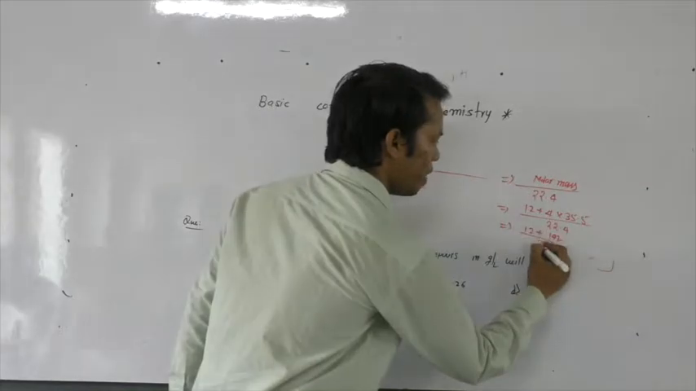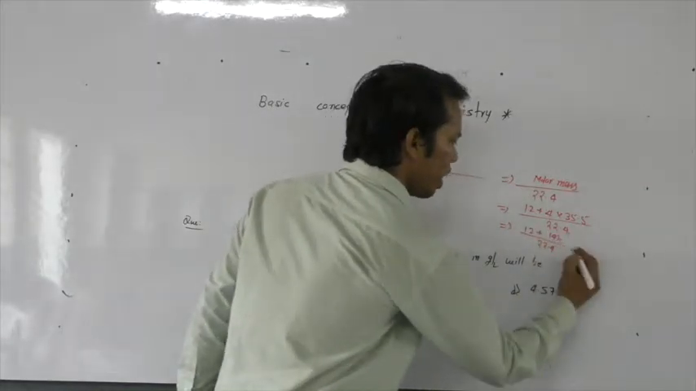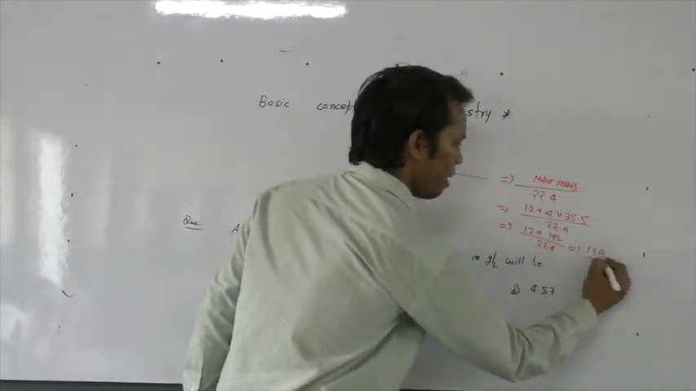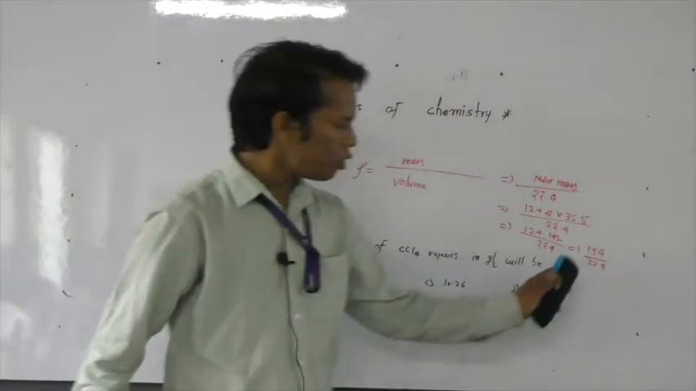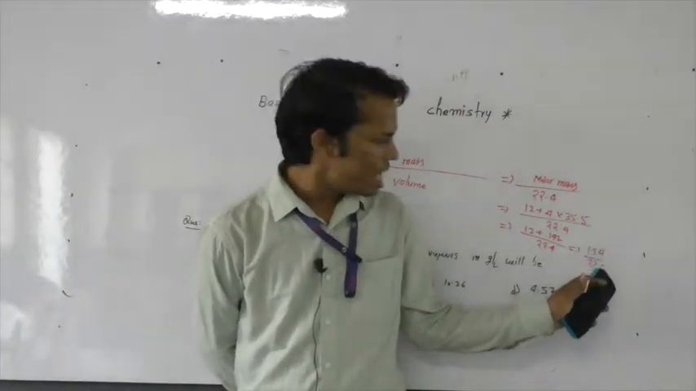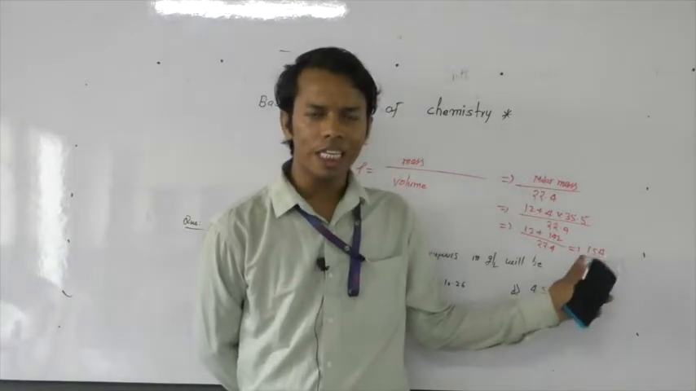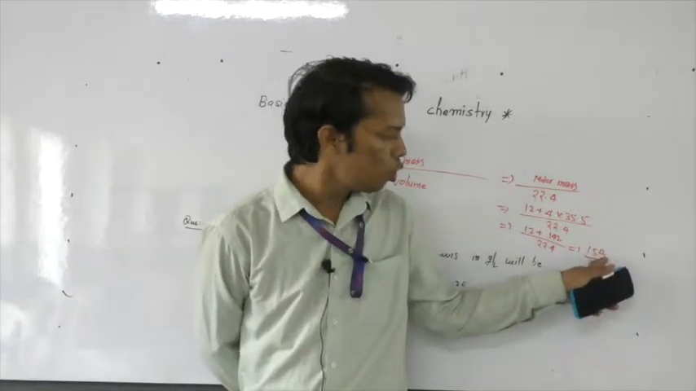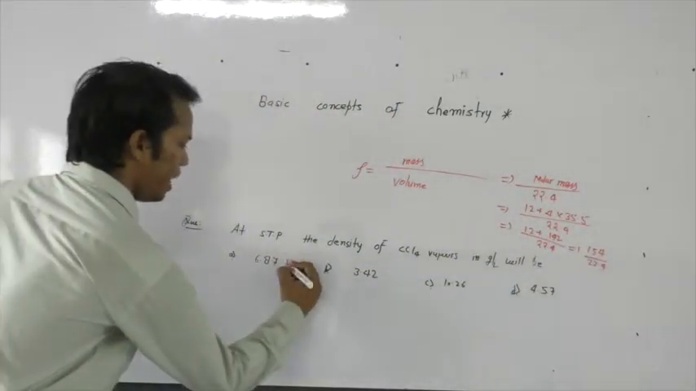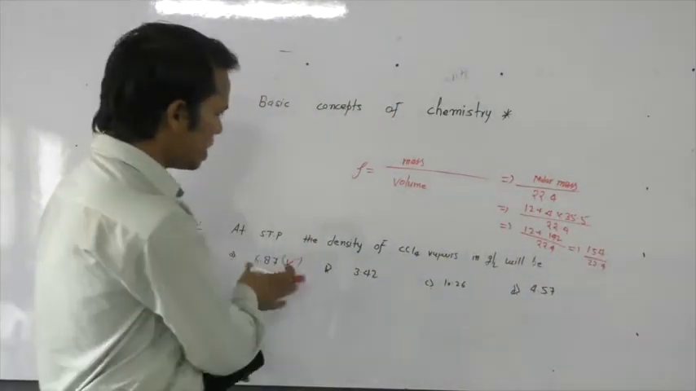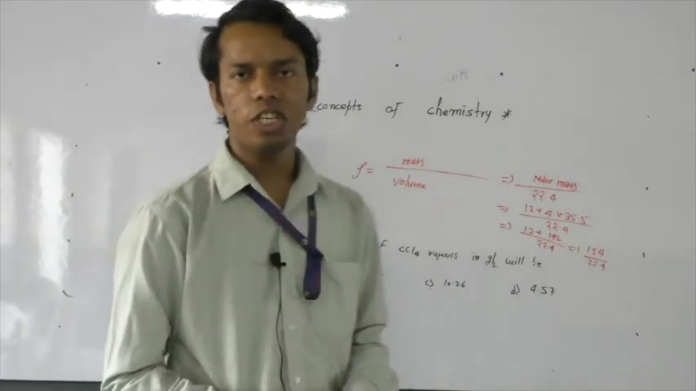142 divided by 22.4. So this value is 154 divided by 22.4. And if you calculate it, see, 22 into 7, you know it is 154. Since it is 22.4, denominator is a little bit higher than 22. So the value will be a little bit lower than 7, correct? So the value will be 6.87, correct? So this is the answer. 6.87 is the correct answer here.